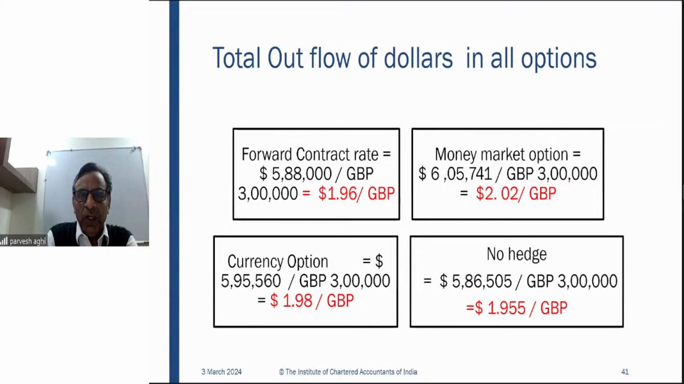But if you look at the no hedge, which we just calculated, it's 5,86,505. If you divide this by 3 lakh pounds, we found it was 1.955. Now, if you look at all these options, then you find that if they don't hedge, they are actually incurring less cost, which is the least cost, at $1.95 per pound.